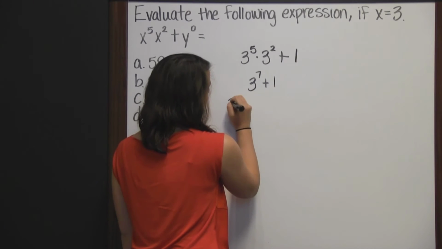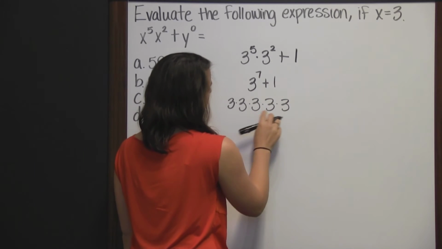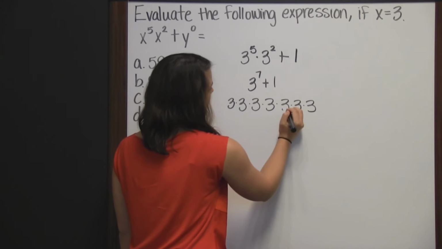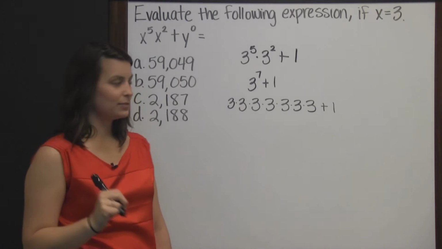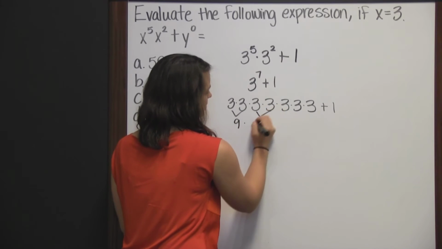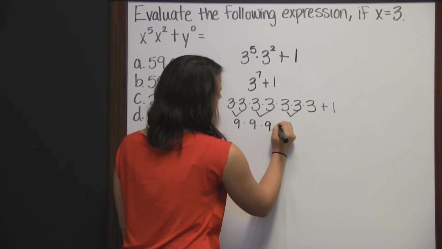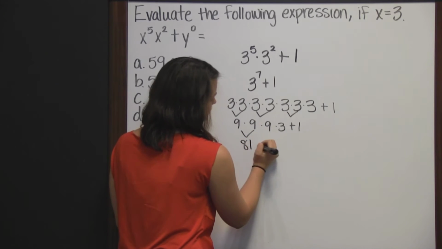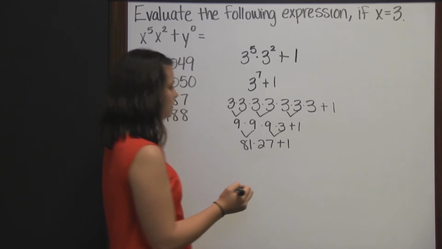And 3 to the 7th power is 3 times 3 times 3 times 3 times 3, times 3 times 3. Okay, so we have a lot of 3's to multiply. 3 times 3 is 9, times 3 times 3 is 9, times 3 times 3 is 9, times 3, plus 1. 9 times 9 is 81 times, and then 9 times 3 is 27, plus 1.